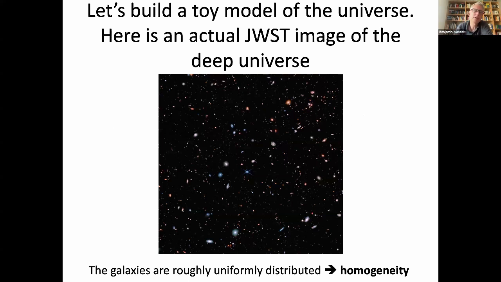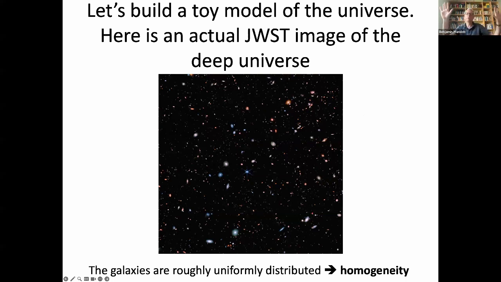Okay, this is not the toy model yet. What I'm showing you here is an actual picture taken by the James Webb Space Telescope, the JWST. That's a deep universe picture. And you can see lots and lots of galaxies here. This is just one patch of sky. And what you notice is that the galaxies are more or less uniformly distributed. There's not a huge clump of galaxies here on one side and no galaxies on the other side.